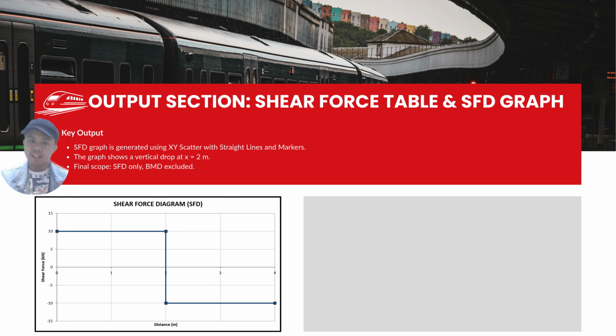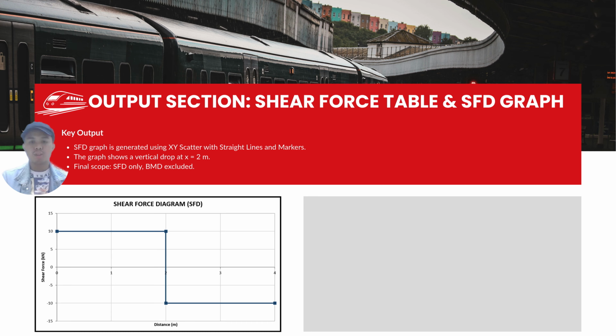Last but not least, the final output of the Excel tool. The beam is divided into two shear force segments. For segment 1, from 0 to 2 meters, the shear force is equal to RA, which is positive 10 kilonewtons. For segment 2, from 2 to 4 meters, the shear force is equal to RA minus P, which gives negative 10 kilonewtons. The plot data consists of four important points: 0, 10; 2, 10; 2, negative 10; and 4, negative 10. The points are used to generate the shear force diagram.